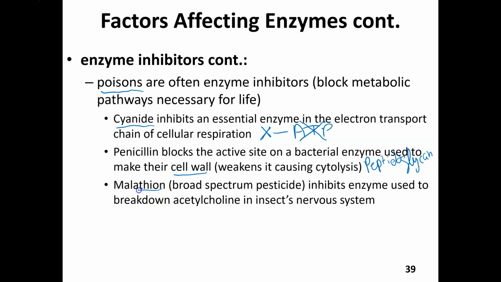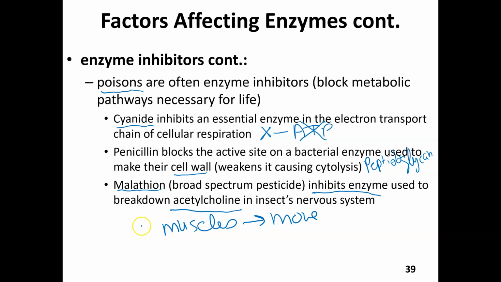And then malathion is a inhibitor that binds to enzymes used in the breakdown of acetylcholine. So acetylcholine, for those of you who don't know, and probably most of you don't yet, is what binds to skeletal muscle or to our muscles and allows us to move. So when acetylcholine binds, then our muscles respond and we can move.